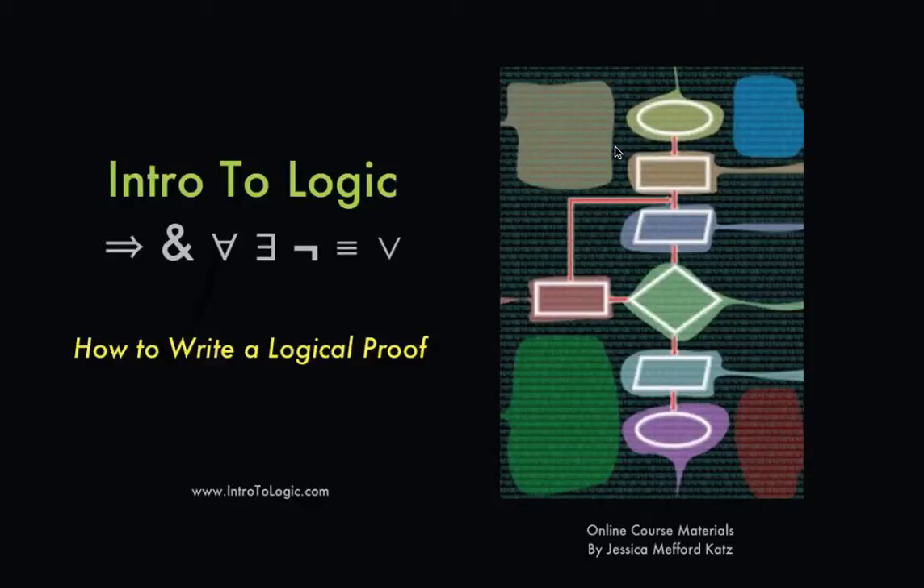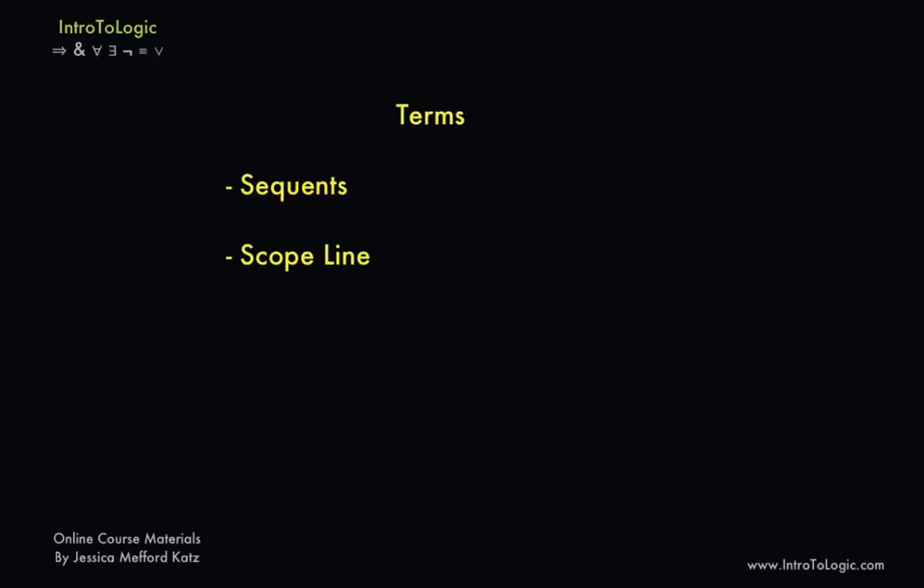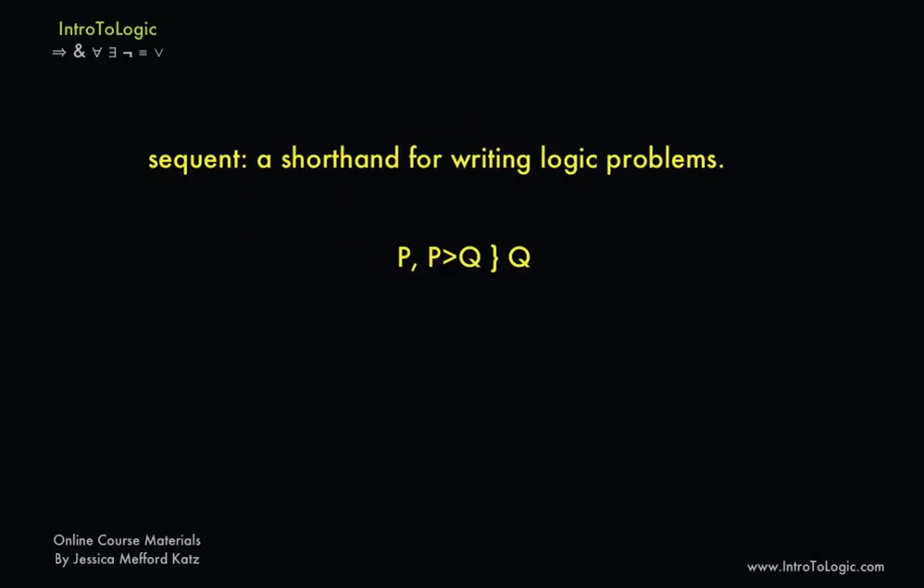This is an Intro to Logic video. In this video, we'll be going over how to write a logical proof. The main terms that we'll be covering are sequent and scope line. A sequent is a shorthand for writing logic problems.